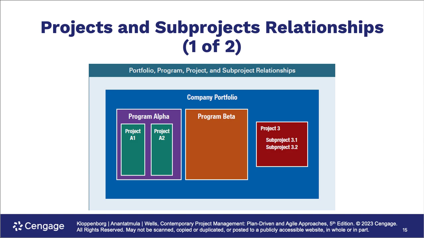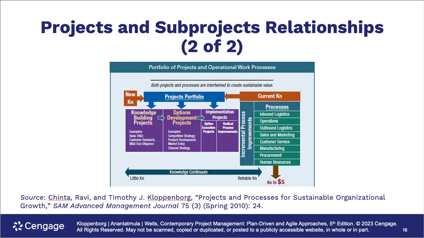Projects and sub-projects, they're related to each other, but they might not be, like a company portfolio. Program Alpha, Program Beta, Project 3. There might be a crossover among these. So that's why they're talking about sub-projects. There you go. And then you can see kind of interrelationships there.